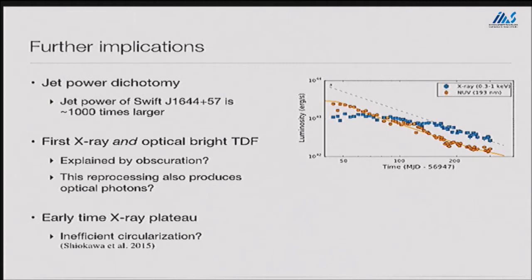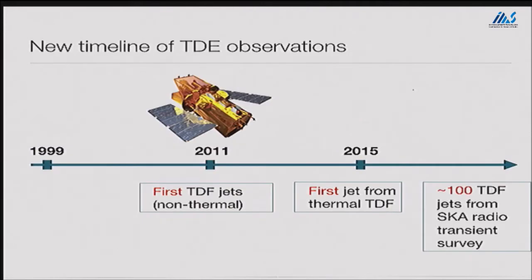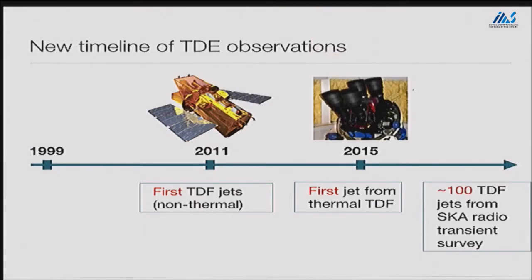Alternatively, you have this plateau at early times in X-rays, or maybe not really a plateau. But if this is roughly constant, that also looks like inefficient circularization. So that could also be a conclusion there. And so we now have a new timeline where in 2015 we have the first jet from a thermal TDF, and we could hope to expect more. And so thanks for the attention.